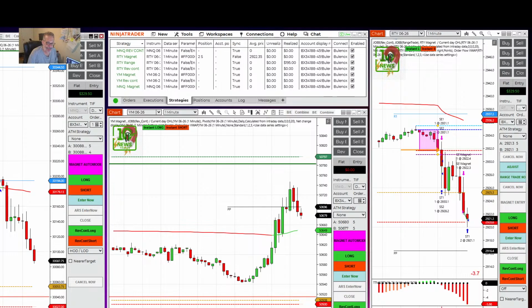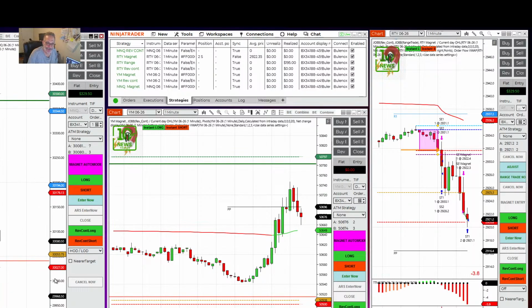Look at the size of the move, though. The MNQ has sold off so much that I don't necessarily trust it to make the low. We're up 329 bucks in that account. You don't have to take that trade if you don't want to. There's no law that says you have to take it.